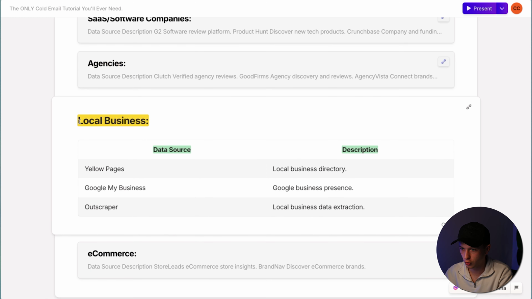So that's that. Local businesses, you really only have 3 options that are good and solid and reputable that you can use time and time again. You have Yellow Pages, right, which is a local business directory. Google My Business, you know what that is.